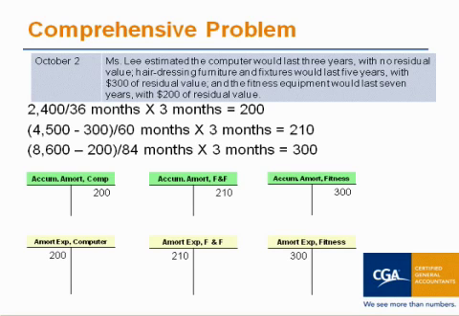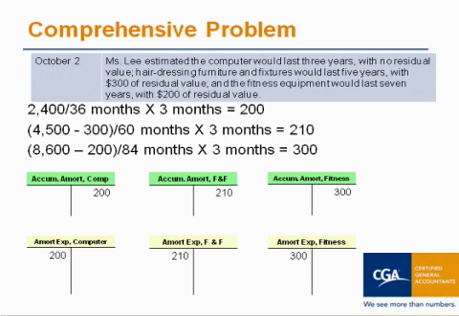So $2,400 divided by 36 times the 3 months that have passed is equal to $200. So under computer equipment, accumulated amortization, remember that's our contra account to computer equipment, we're going to record a credit to recognize the decrease in the carrying value of our computer equipment, a $200 credit entry. To recognize the expense of the amortization of the equipment, we're going to record a debit to amortization expense, computer equipment. So taking care of the computer equipment, what do we do for the hairdressing furniture and fixtures?